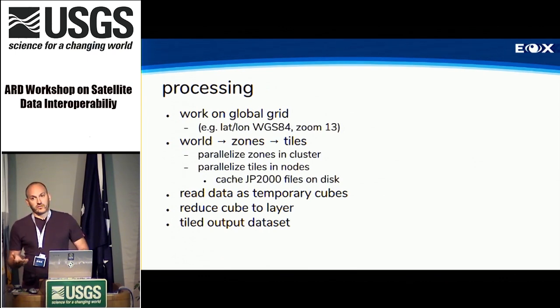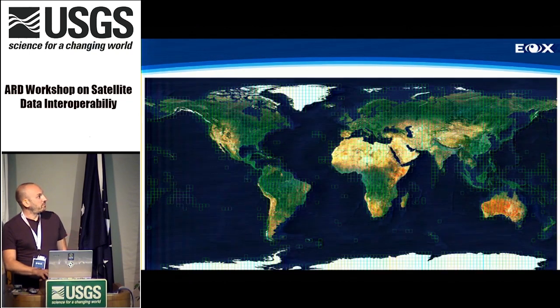We do it dynamically, so our software figures out the overlap of the Sentinel-2 scene with the process zone and then decides whether to cache it or not. This has the advantage that we can read in parallel from the object storage and from the disk, so we don't overload the disk and we don't overload the object storage. There's a sweet spot in between where the I/O is optimal in both cases. We read the data as temporary cubes, already gridded into our target grid. Then we reduce it to a layer and write it as a tiled output. I will come back to this later.